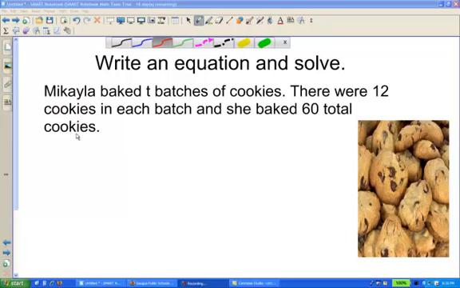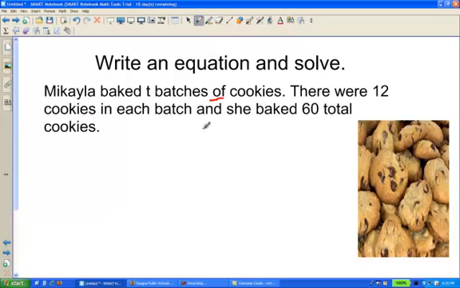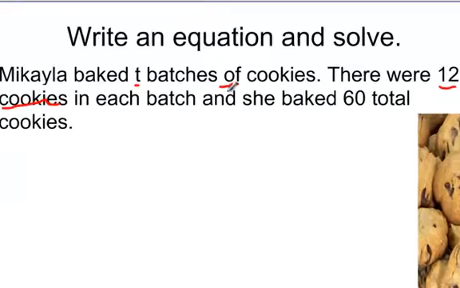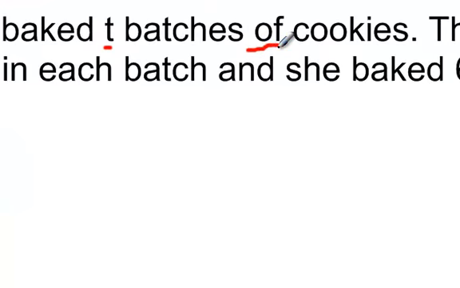She baked 2 batches of cookies. Let's see, there's some key things we want to highlight here. The first thing I would say is this word of. That usually means what operation? I'll let you think about that for a second. I'm going to underline T, because I'm going to use that in this problem. I'm going to underline 12 cookies. Alright, and I'm going to underline 60 total. That word total is important too.